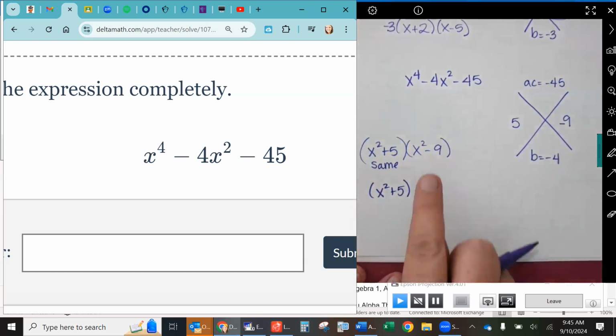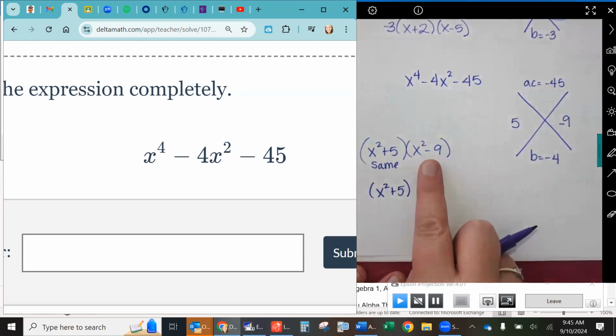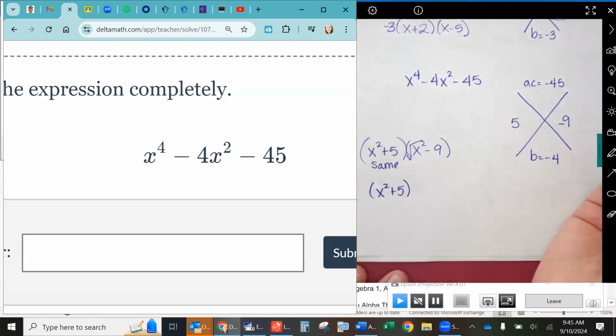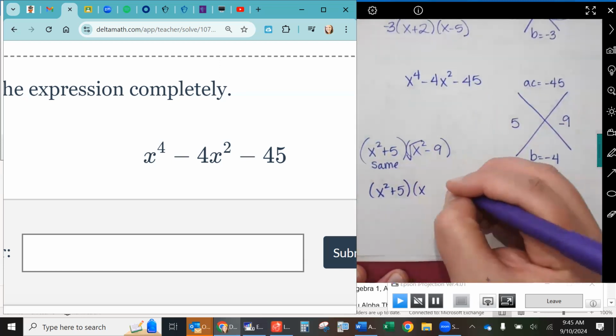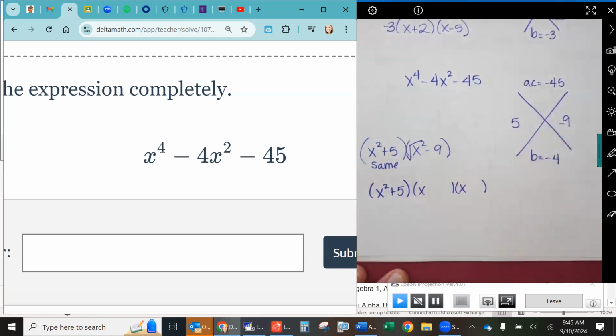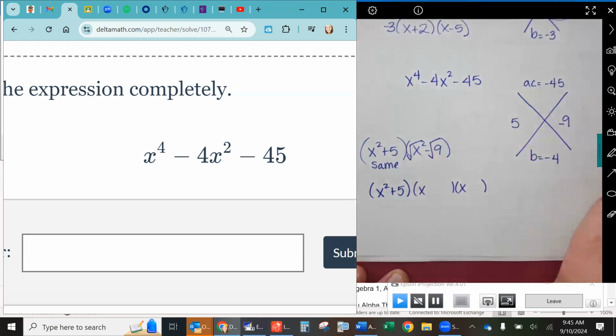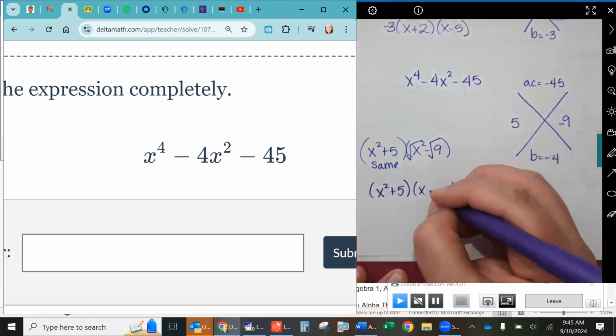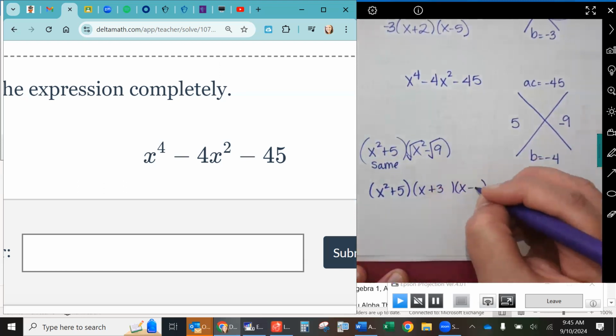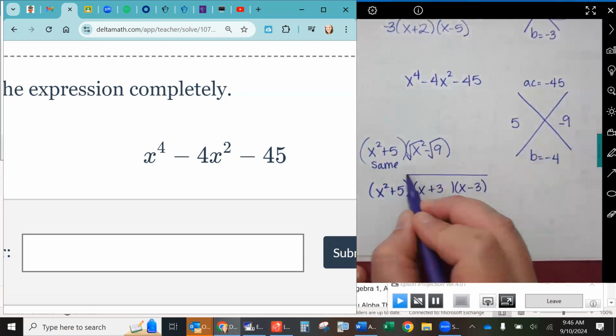But then for this one, if it's a perfect square, what's the square root of x squared? X and x. And then what's the square root of 9? Plus or minus 3. Very good. So I'll put a plus 3 in one, minus 3 in the other.